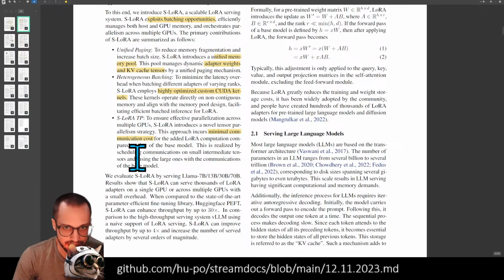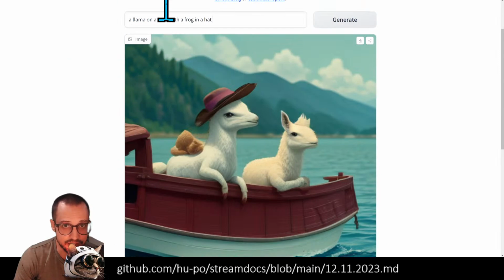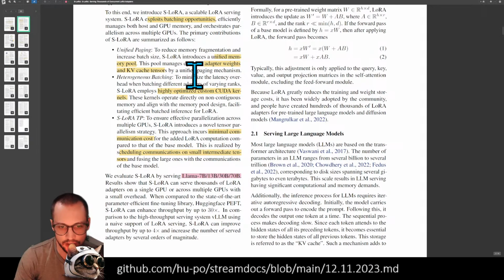This is realized by scheduling communications on small intermediate tensors. Okay, so I guess they figure out that you want to do small, tiny communications rather than big communication steps, and fuse the larger ones with communications of the base model. They're doing all of this for Llama, so they're just using Llama LoRAs, but you could do the same exact thing for Hugging Face. Any LoRA, any model, any modality would work with this, although of course you're going to have to massage it to fit your particular use case.